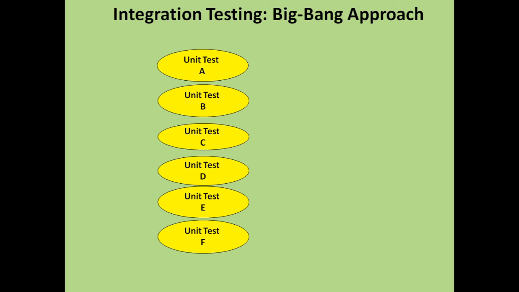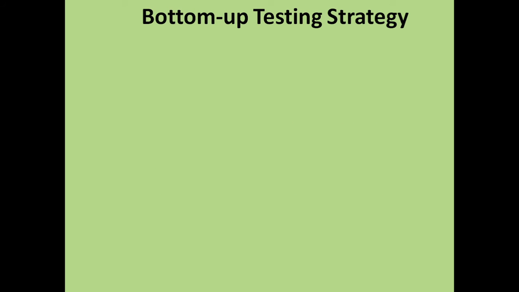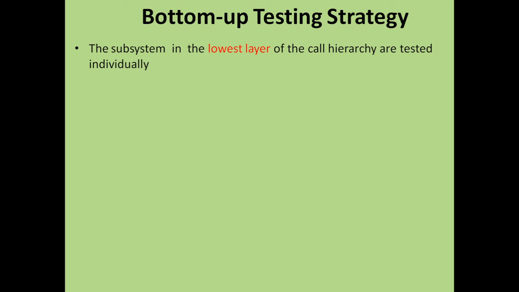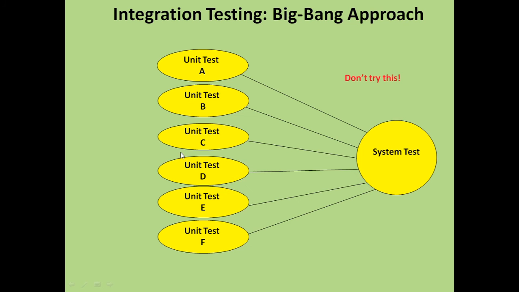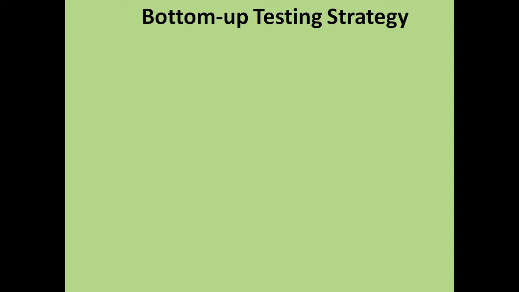This is the Big Bang approach. Unit test A, B, C, D, E, F. There are 6 units here, and we are trying to perform a test which is going to activate all the units at a time to see whether they are integrated well or not. So it's not suggested or advised.